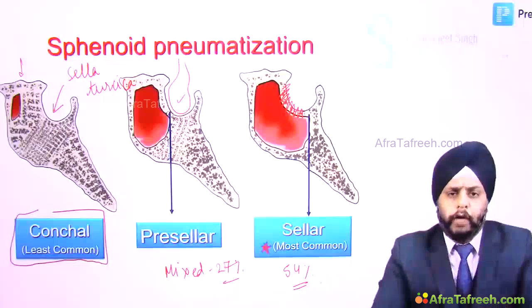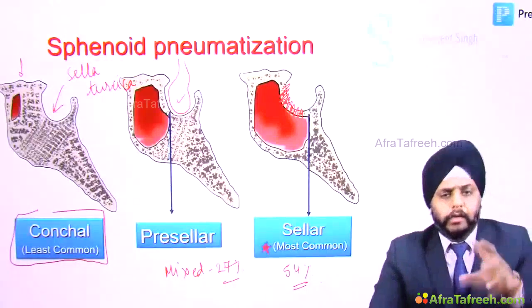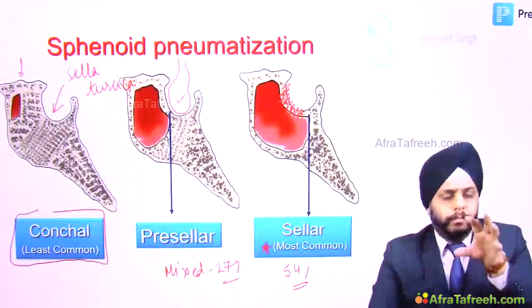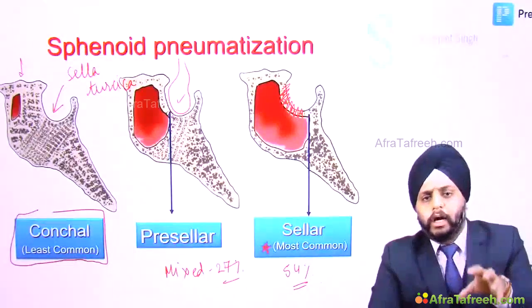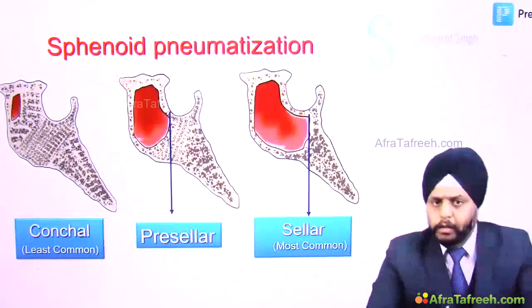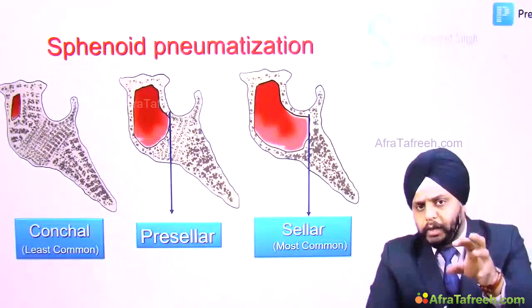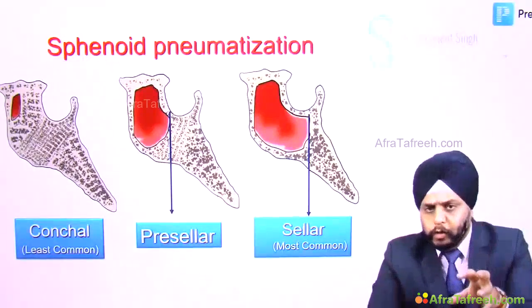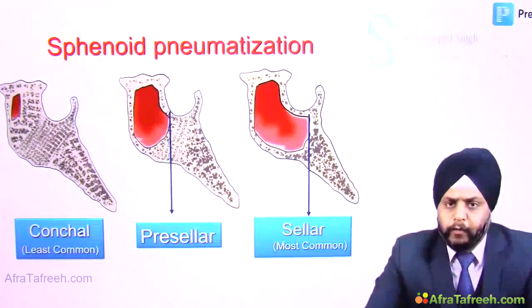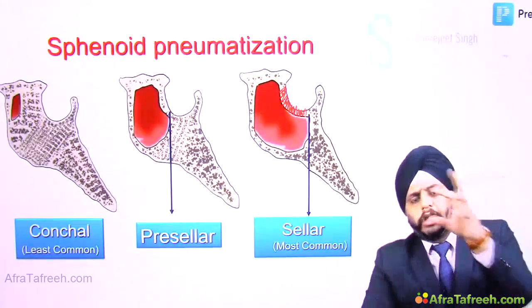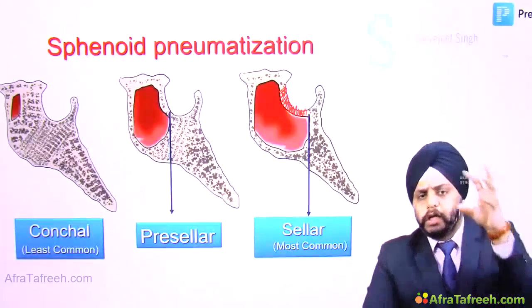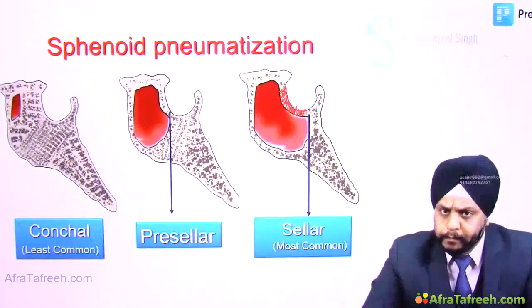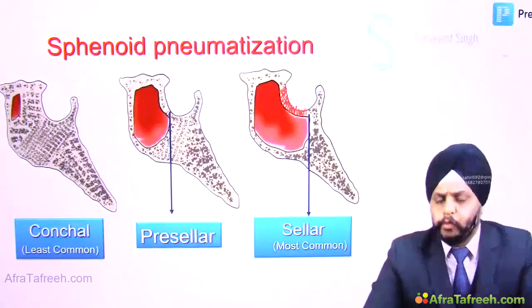But you have to understand that this pneumatization plays a big role in the surgery. How? Suppose there is a sellar pneumatization. Sellar is the most common pneumatization, so you will find a thin plate of bone between the sphenoid sinus and the pituitary gland. This you can easily break and you can reach in and take out the pituitary tumor.